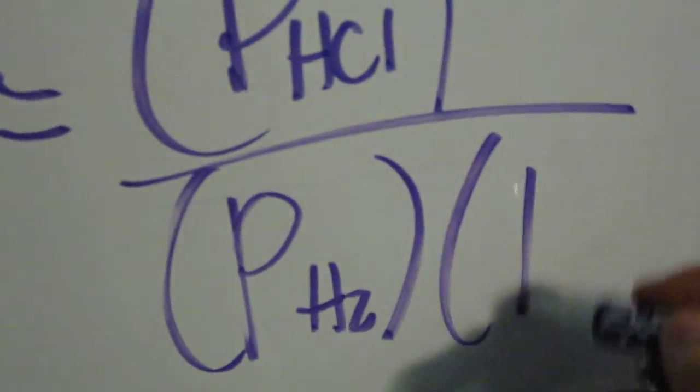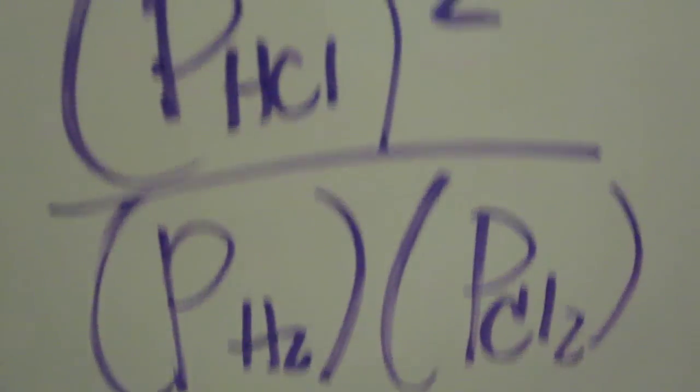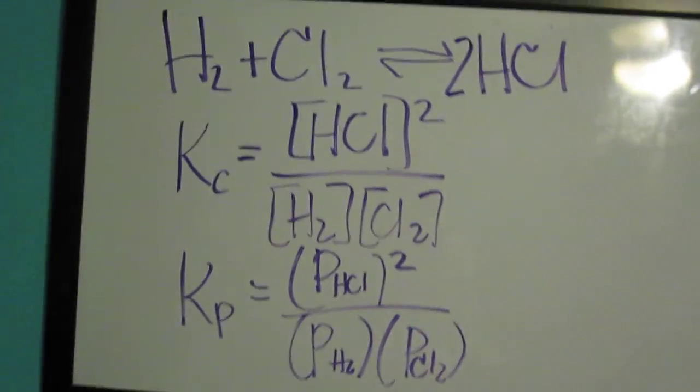Okay, take that in for a second. Now if we wanted to find Kp, then we would just have the pressure of HCl squared over the pressure of H2 times the pressure of Cl2. Take that all in. If you didn't want to have to find Kc and Kp, what you could do is use the equation Kp equals Kc times RT to the change in n.